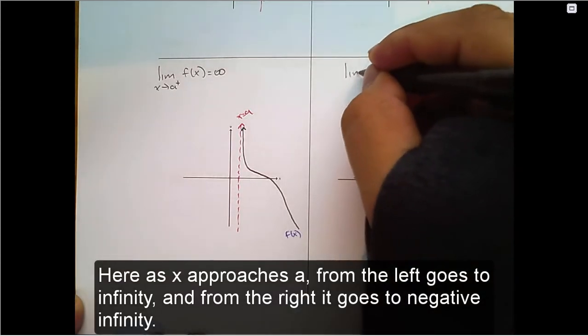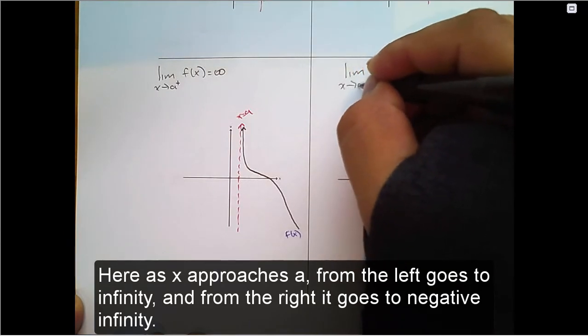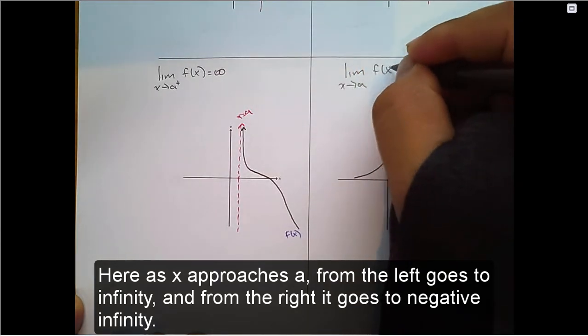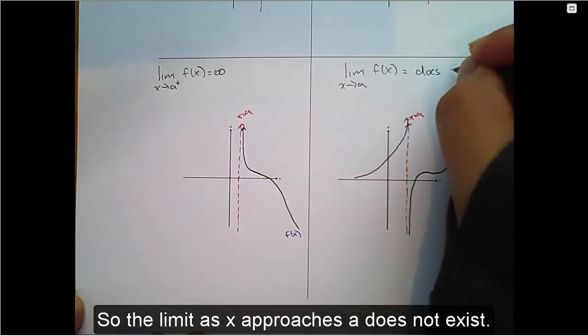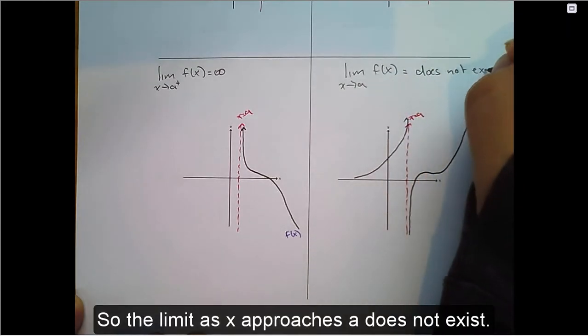Here, as x approaches a, from the left it goes to infinity, and from the right it goes to negative infinity. So the limit as x approaches a does not exist.